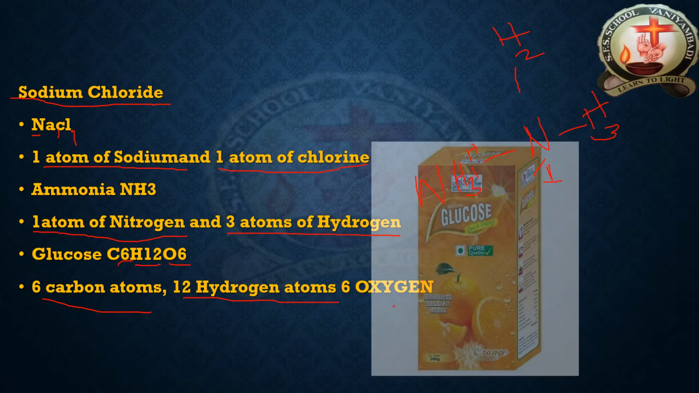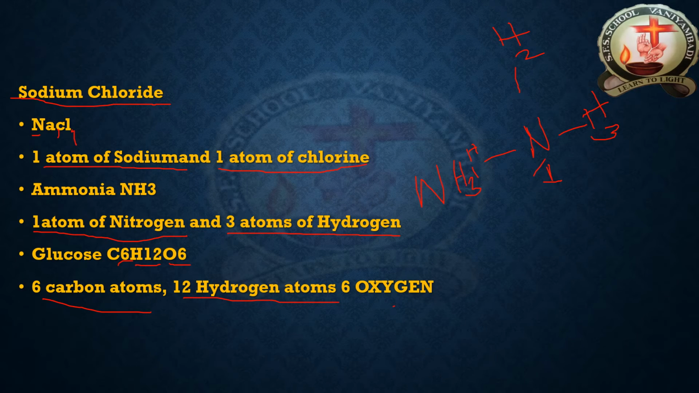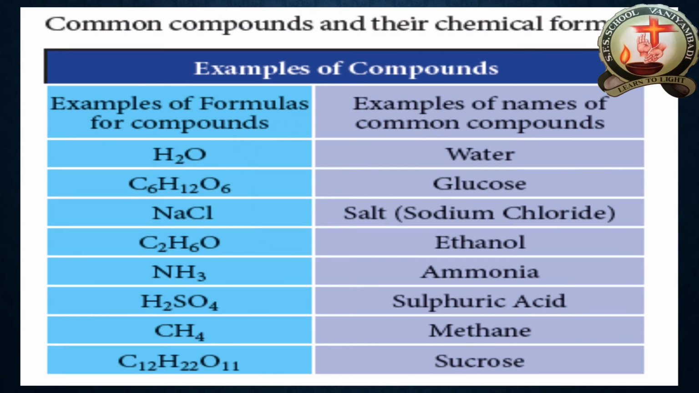chemical representation. Okay, the glucose is like a glucose juice. So here I tabulated some of the things that you have in your book. See, H2O, water, then C6H12O6. Just now we saw that is glucose. Sodium chloride is a salt. Then C2H6O, ethanol, ammonia, sulfuric acid, then methane and sucrose. Sucrose and glucose are very essential compounds for our daily life.